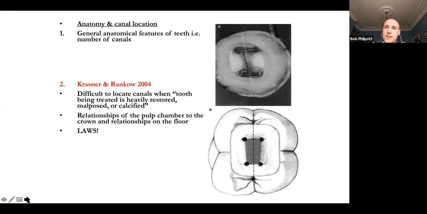And the other thing is, don't make your access too big. Because if you make your access too big, especially at the junction of the wall and the floor, so if you end up over here and you should be where the black dot is, it's really difficult to get the instruments in afterwards. So you're kind of hitting a ledge at the corner between the canal where it should be and where you've created your access, that little iatrogenic error.